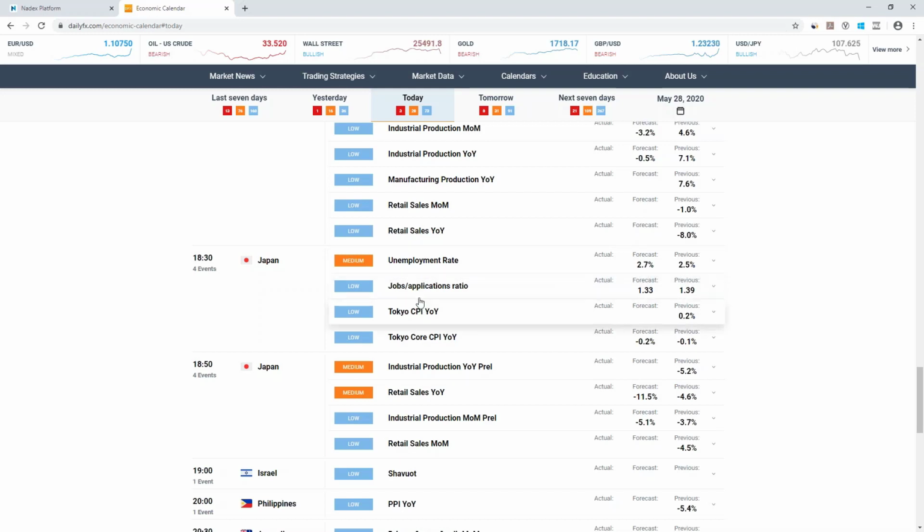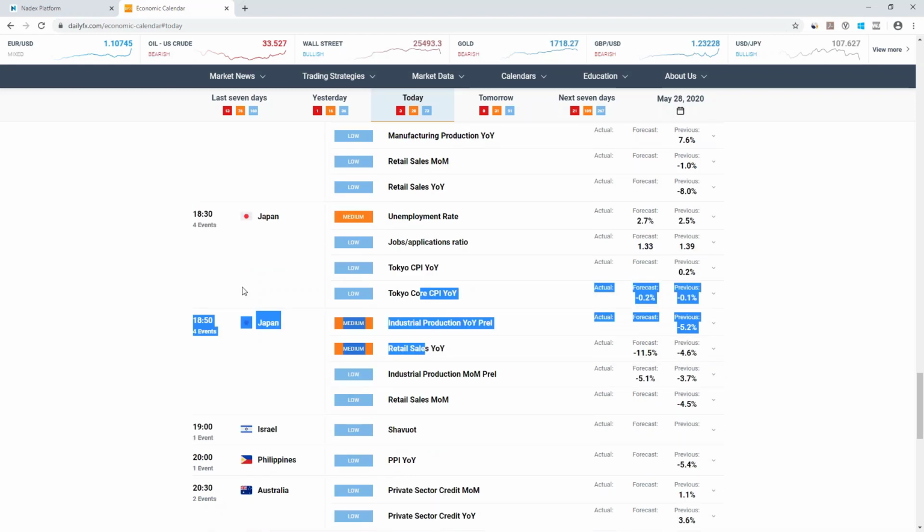I don't even know what the jobs application ratio is. Maybe it's important to somebody or some market, not necessarily to me, right? Retail sales could be, or industrial production. That could say a lot, particularly in what we're going through today. So, right? We've got some things going on in Japan.